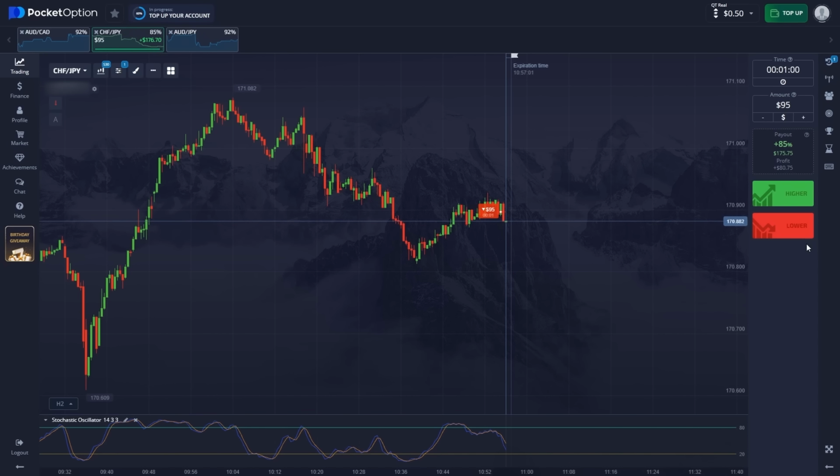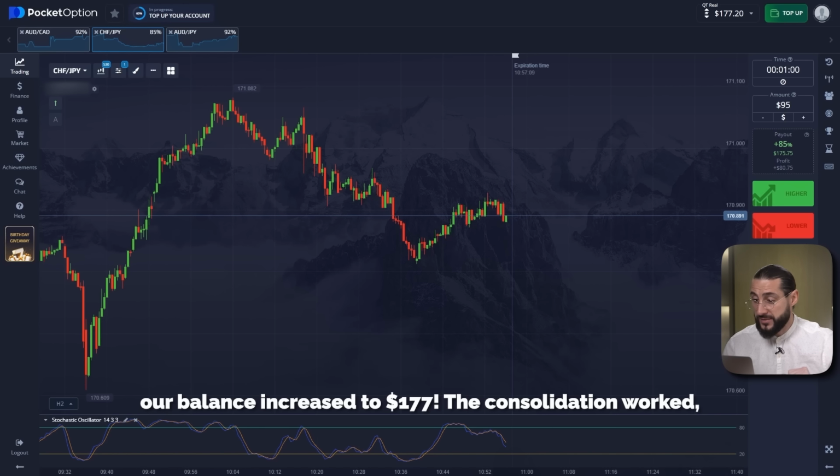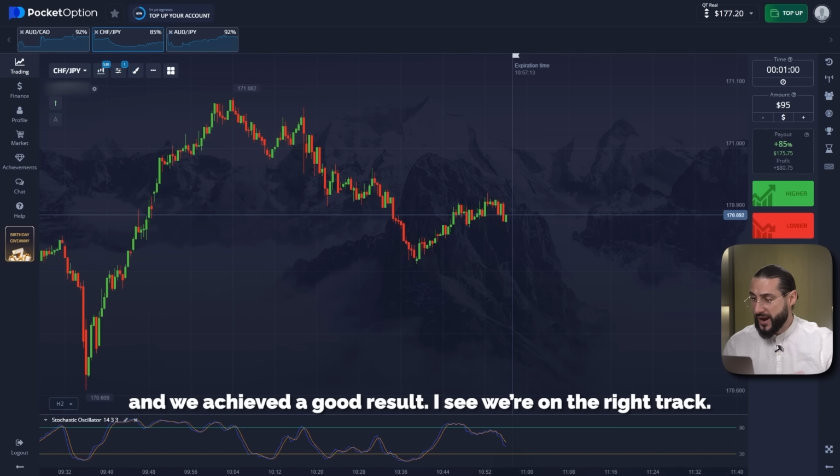As expected, the second trade was profitable. Our balance increased to $177. The consolidation worked, and we achieved a good result. I see we are on the right track.